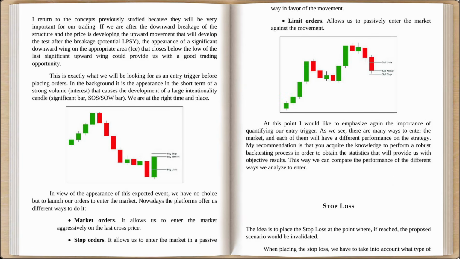Entry. I return to the concepts previously studied because they will be very important for our trading. If we are after the downward breakage of the structure, and the price is developing the upward movement that will develop the test after the breakage, potential LSI, the appearance of a significant downward wing on the appropriate area, ICE, that closes below the low of the last significant upward wing could provide us with a good trading opportunity. This is exactly what we will be looking for as an entry trigger before placing orders.